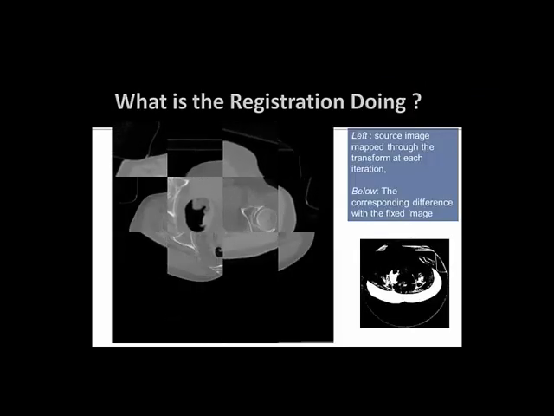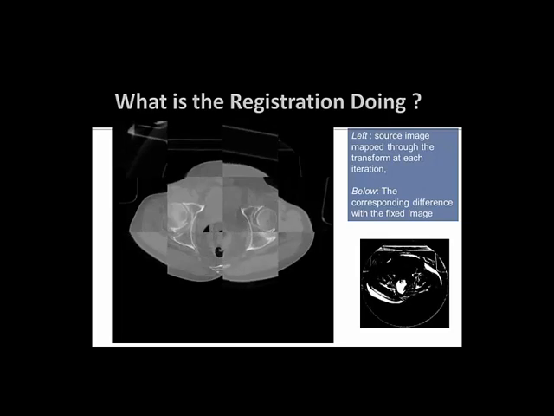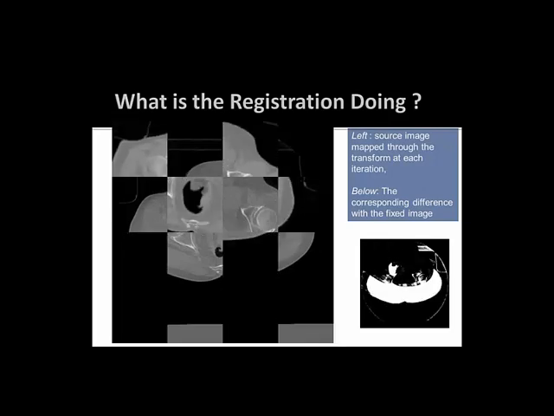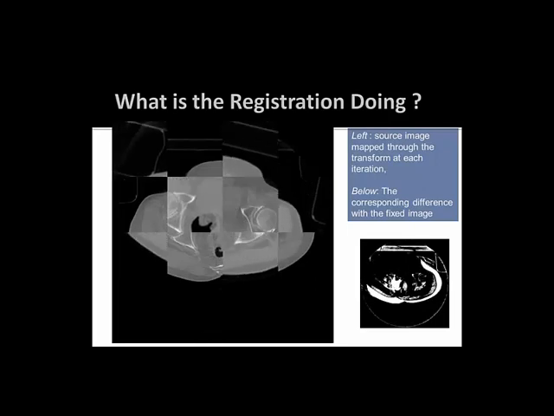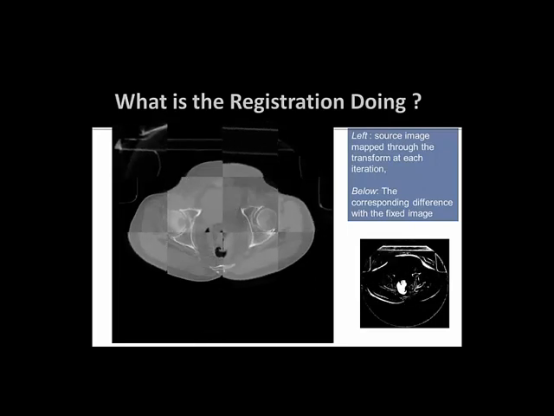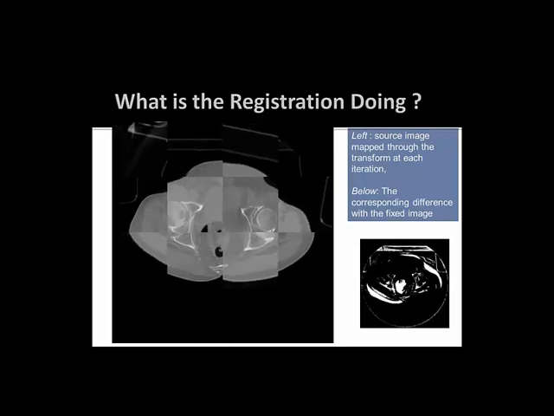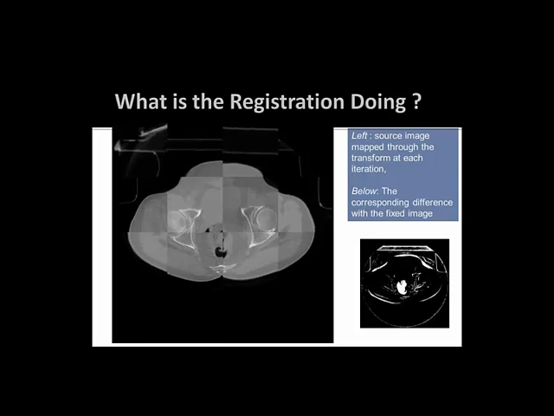In the lower right-hand corner, you can actually see the cost function that the algorithm sees. So it's trying to maximize the black. As the black overlays, that means that those Hounsfield units are canceling out. So the more black that you have, the better the registration. So that's what the algorithm sees.